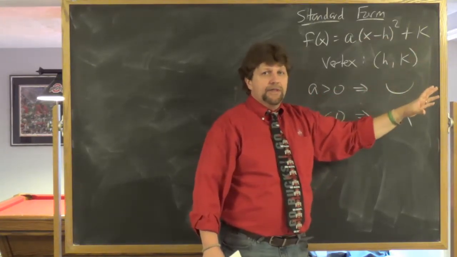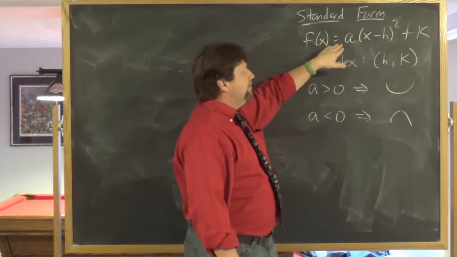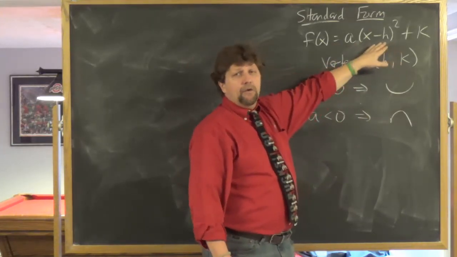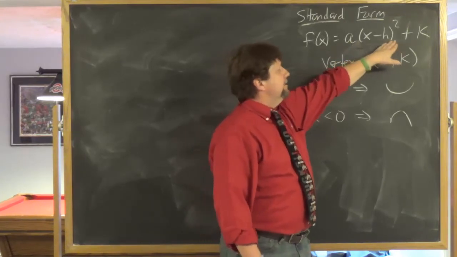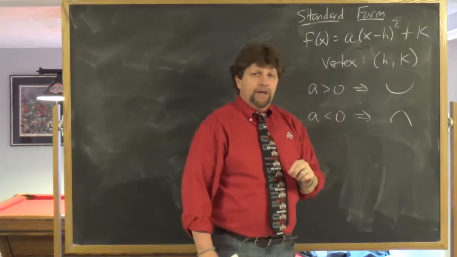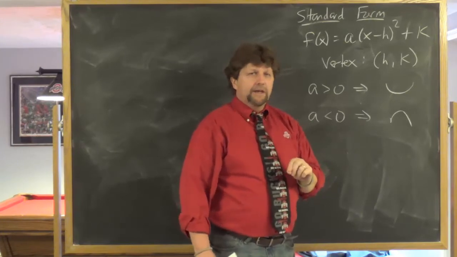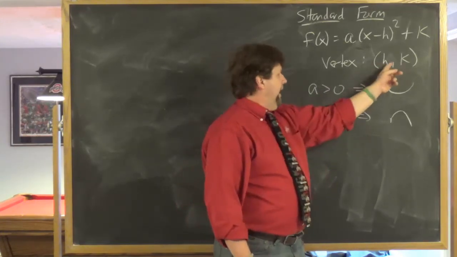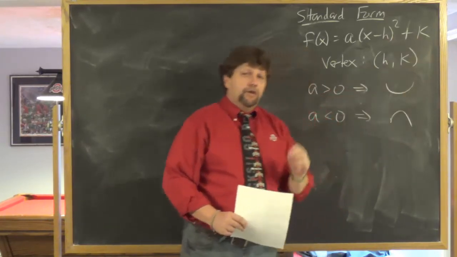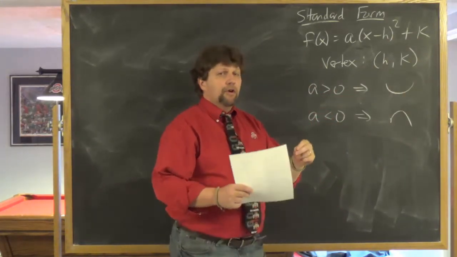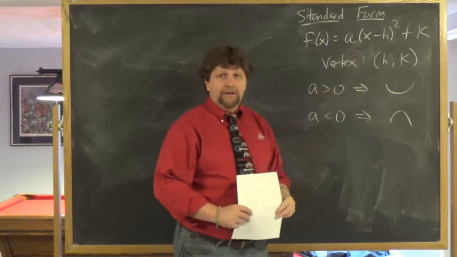A does not equal 0. The only benefit of seeing a quadratic function in this form is that if it's in this form, you can immediately read the coordinates of the vertex. The vertex will be at (h, k). That's a huge benefit of having your quadratic function in this standard form.